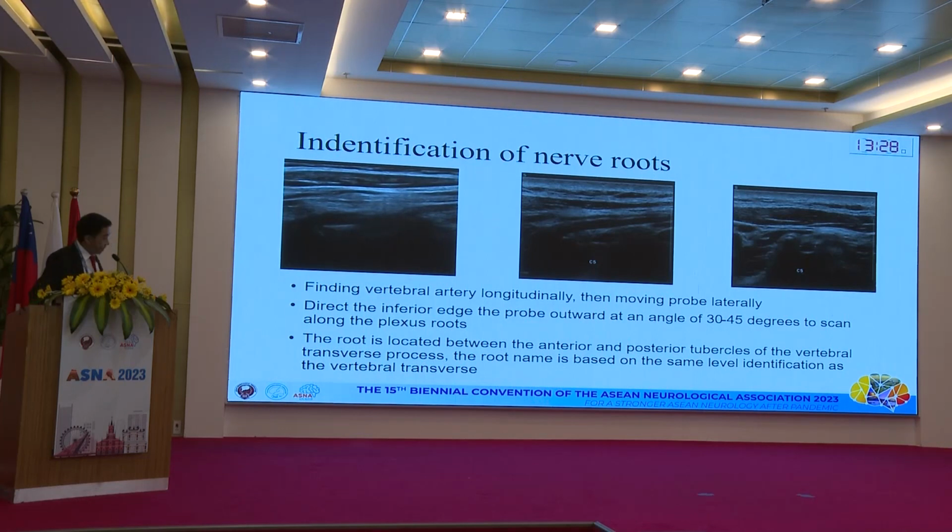After that, we tilt the inferior edge of the probe outward at an angle of 45 degrees, and we can see the nerve like this in the longitudinal scanning. When we scan in the axial plane, we can see the anterior and posterior tubercle of the transverse process of C5. So this is the C5 root.